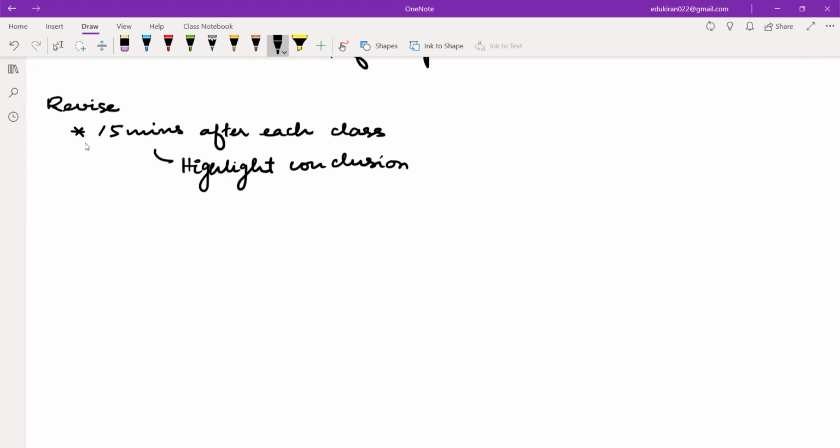Okay, then Z is equal to this much. Then you will write the coordination number is equal to this much. The unit cell is that. So you will take a highlighter and you highlight those concluding points. Okay, so that is 15 minutes after each class.